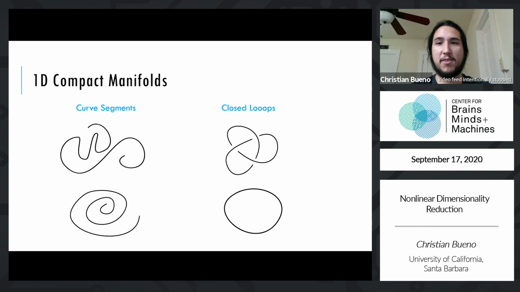So just going through the basics, the 1D manifolds, the compact manifolds, we only really get curved segments and closed loops. And from a topology standpoint, just pure intrinsic geometry at least, if you were an ant living on a segment, a curve, like imagine an infinitesimal ant, you would not be able to tell the difference between whether you're on the top curve segment or the bottom curve segment.